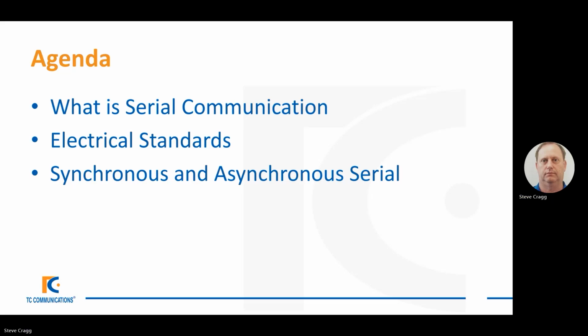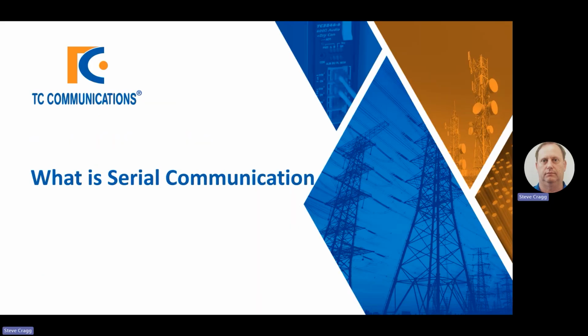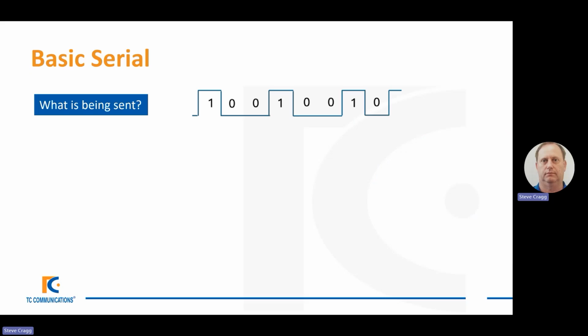So let's start with looking at what is actually serial communications. There are any number of serial communications, but basically what it means is data is being sent sequentially across typically a means of communication. Could be fiber. In this case, we're going to be talking almost exclusively about serial communications over copper lines. You can see here it's just a series of ones and zeros.